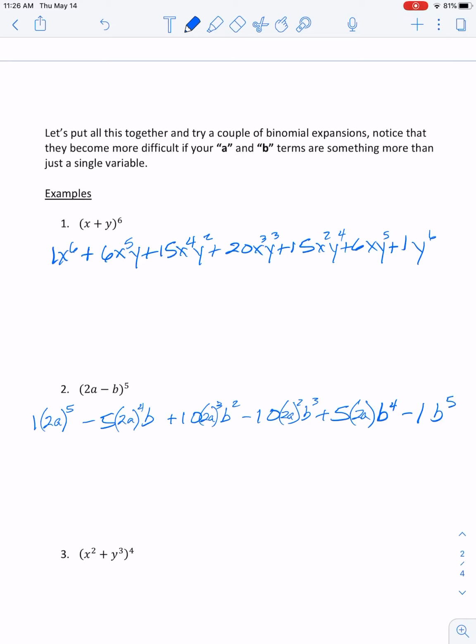Okay. Always gets a little crazy here in terms of making sure you have enough room. I'm going to clean this up just a little bit so you guys can see it a little better.